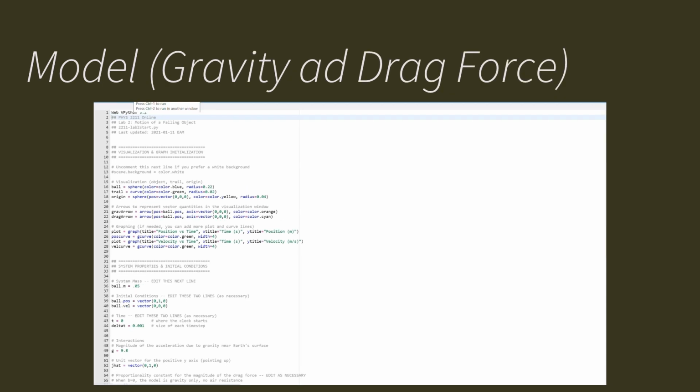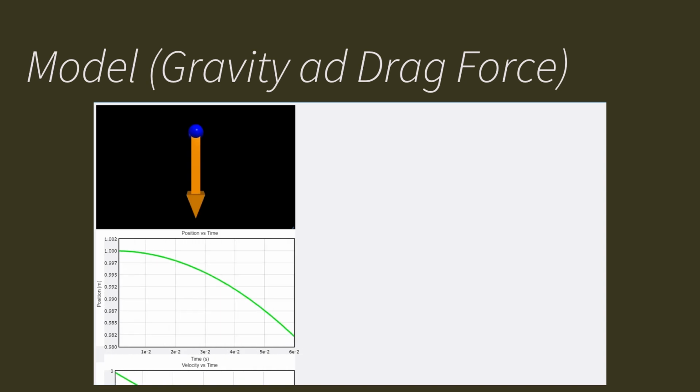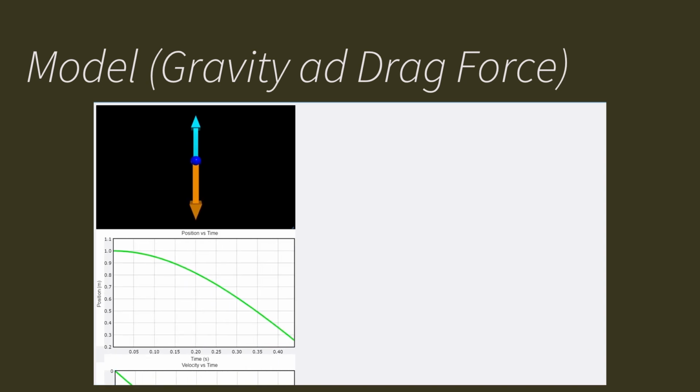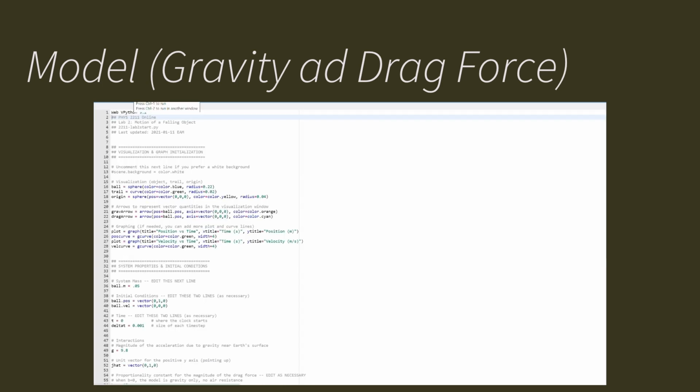And then here we have the model with both gravity and drag force. So here you can see the drag force is acting up and increases as the velocity increases, as it is proportional to the velocity squared. And you can see that in this model, it ends around 0.1 meters above the actual bottom, the floor.